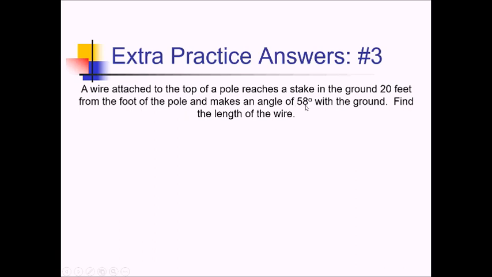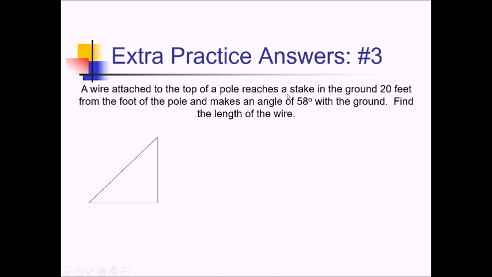Since this angle is 58 degrees with the ground, if we're going between the floor and the wire, that's going to be a right side up right triangle, like so. On the left here is the stake in the ground. Over here on the right, this is the pole sticking out of the ground. Now let's put some dimensions on here.